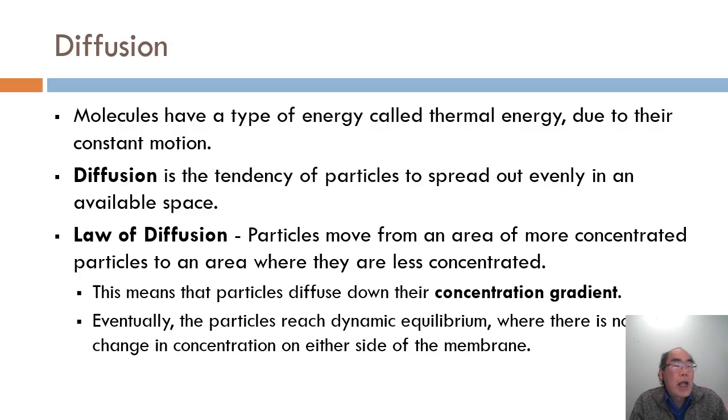Okay, molecules have a type of energy called thermal energy due to their constant motion, and diffusion is the tendency of particles to spread out evenly in an available space. The law of diffusion states that particles move from an area of more concentrated particles to an area where they are less concentrated. This means that particles are diffusing down their concentration gradient. And eventually the particles will reach dynamic equilibrium, where there's no change in concentration in different locations in a solution. Okay?